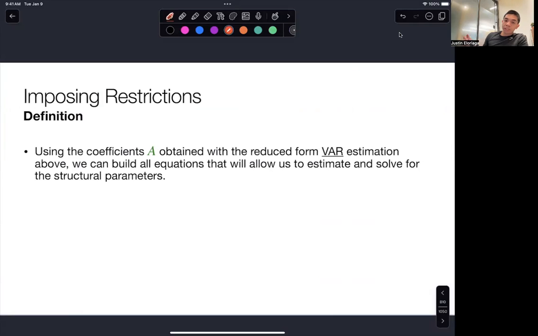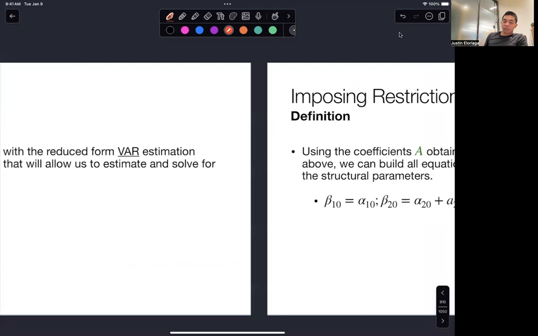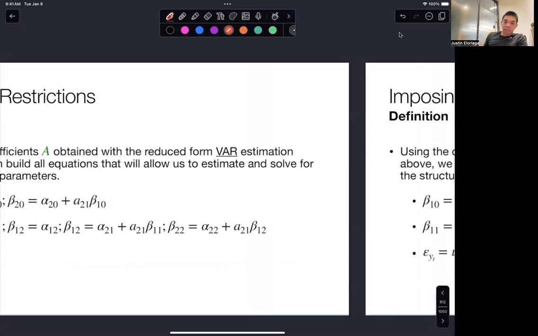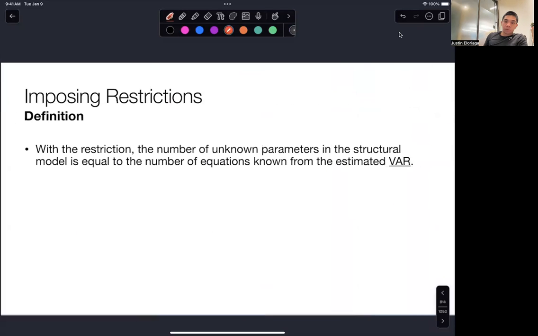So using the coefficients A, which you obtain with the reduced form VAR, we can build all the equations that allow us to estimate and solve for the structural parameters. So we can have all of those, right? All of those are held.